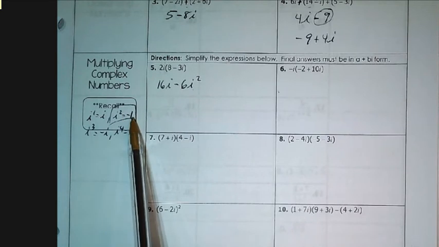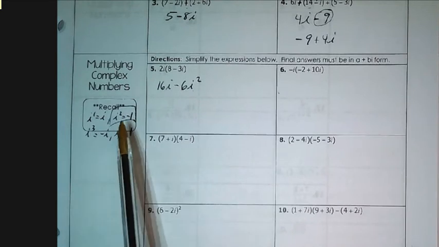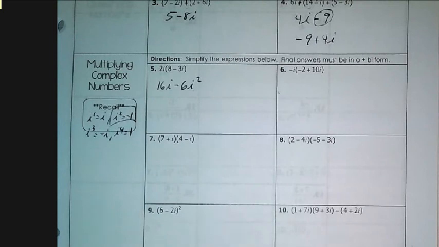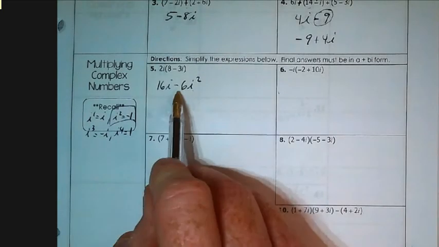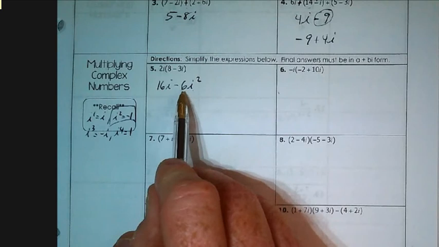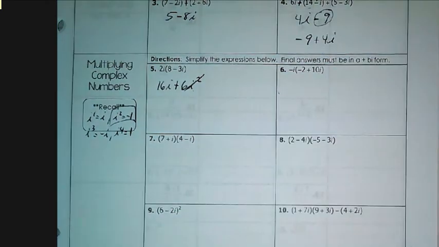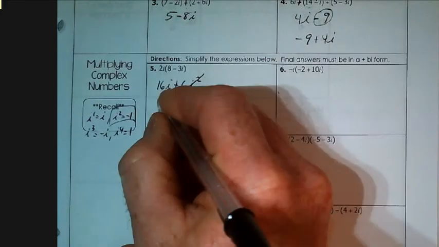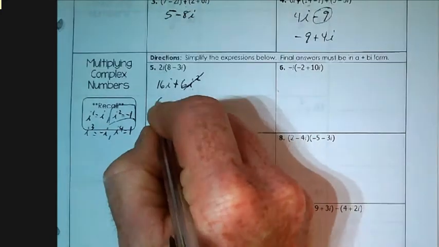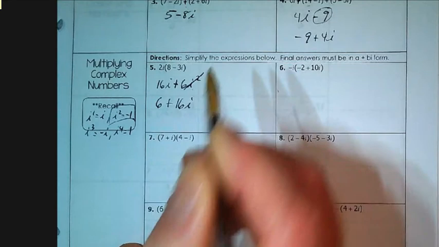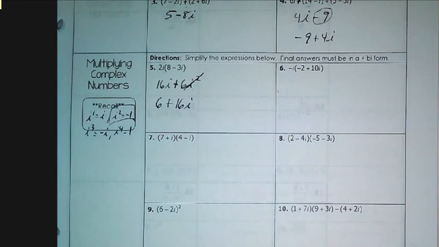Negative 1. So all that does is change the sign and get rid of the I squared. So it's going to change this 6 to a positive, and it's going to get rid of the I squared. And then I need to rewrite this in the standard form. So 6 plus 16I. Anytime you have an I squared, it's going to change the sign of the number that is with it and get rid of the I squared.